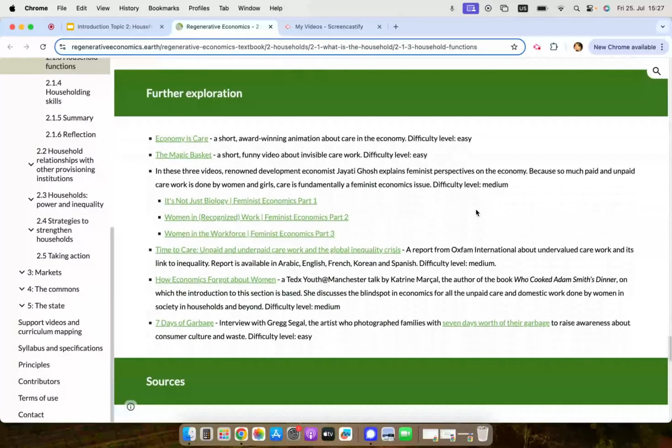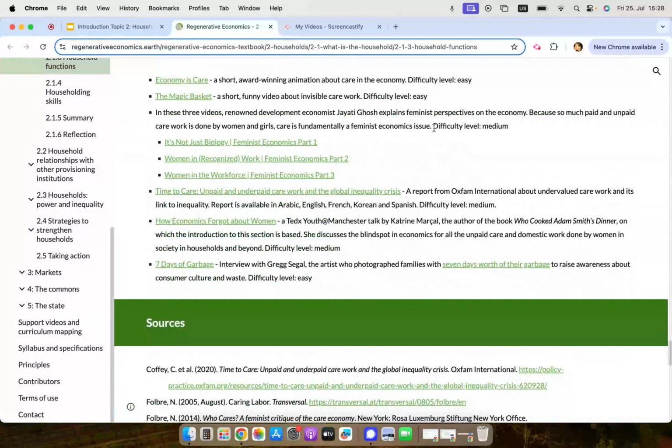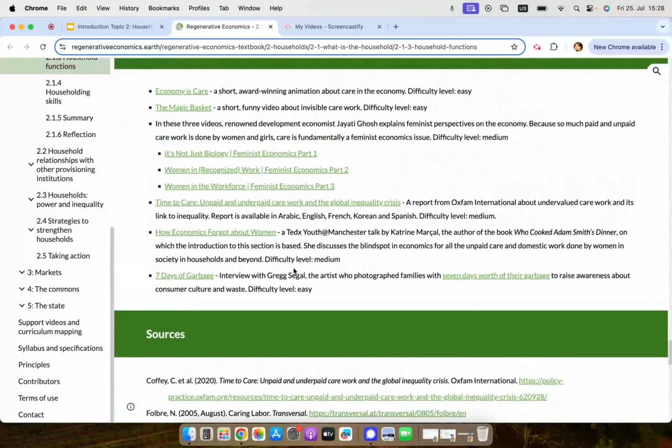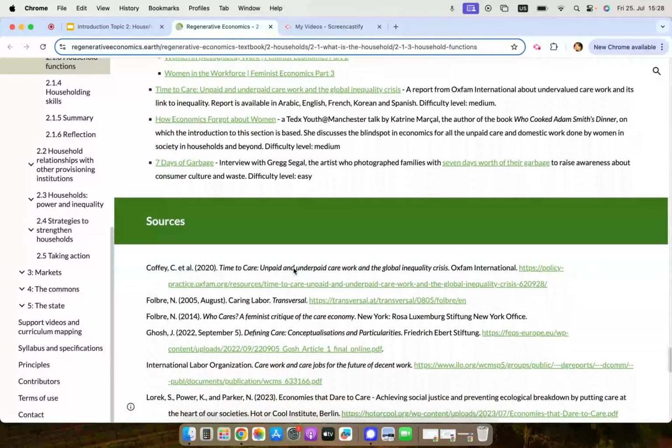We have a list of further exploration links. So if a student is really interested in household functions, then these are some additional links that they can explore. And we also have identified the difficulty level so that they can choose some that are at an appropriate level, or maybe challenging if they're looking to challenge themselves.